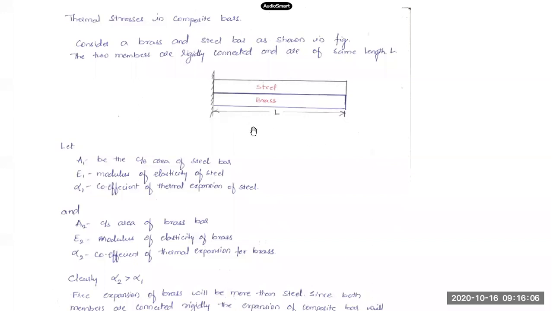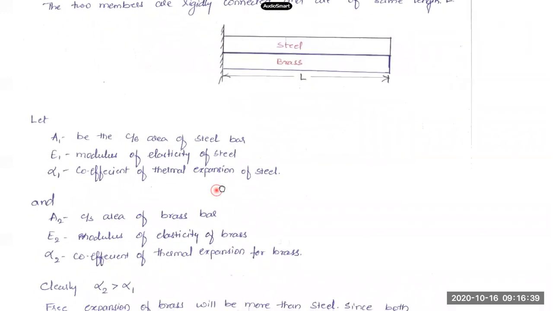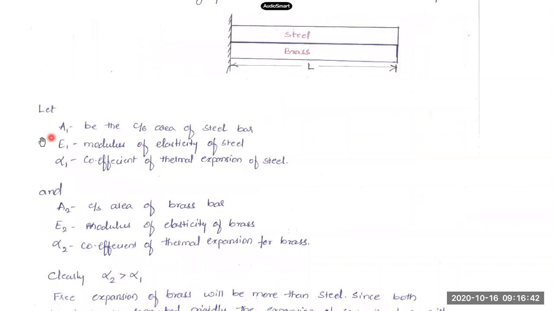Now let us say this holds good for any two materials of different properties. For simplicity, in this derivation, we'll be considering steel and brass. Here, the properties for steel: let us say A1 is the cross-sectional area of this steel bar. E1 is the Young's modulus of that steel. Alpha 1 will be our coefficient of thermal expansion for the steel. So with the suffix 1, A1, E1, alpha 1 are the properties of the steel bar.